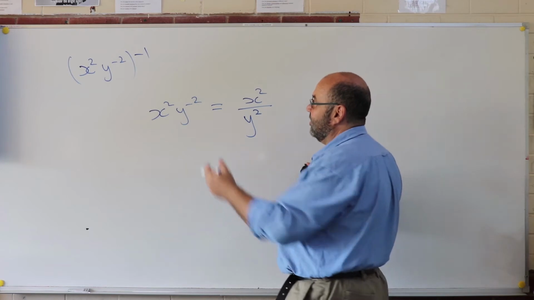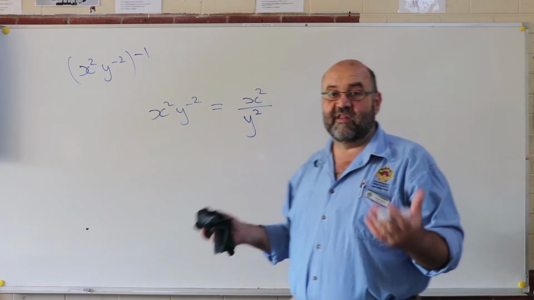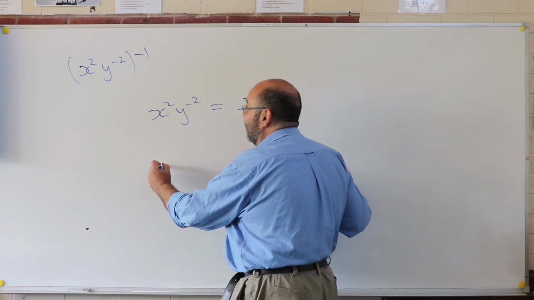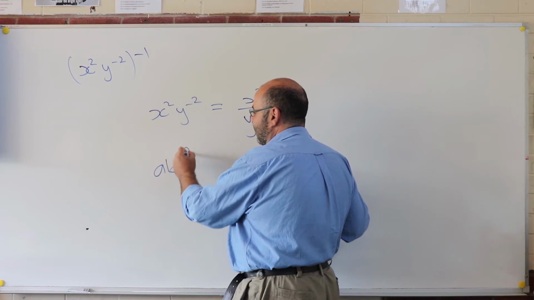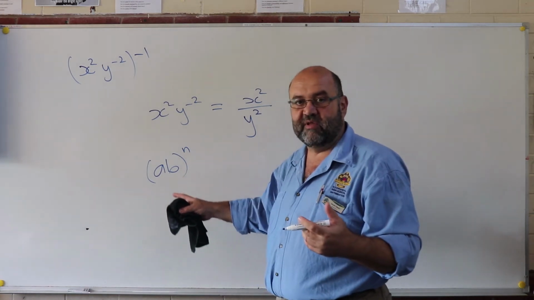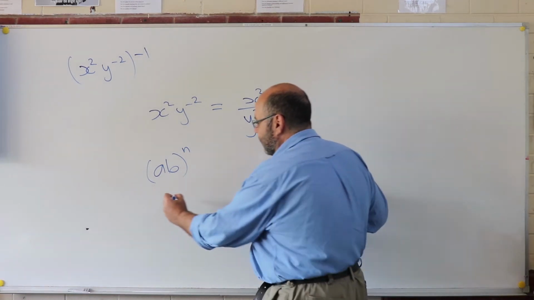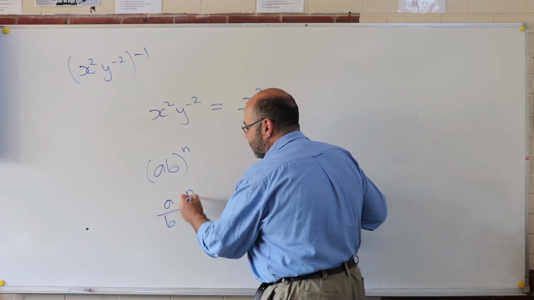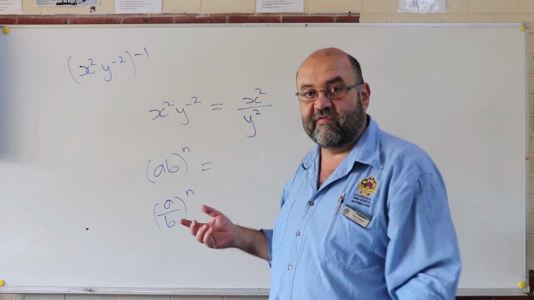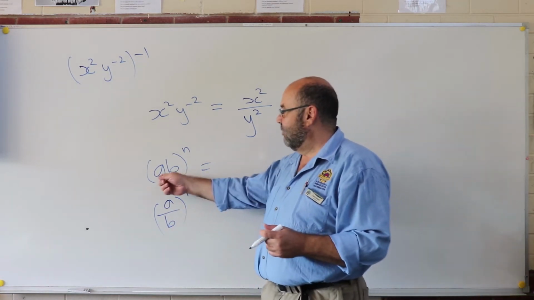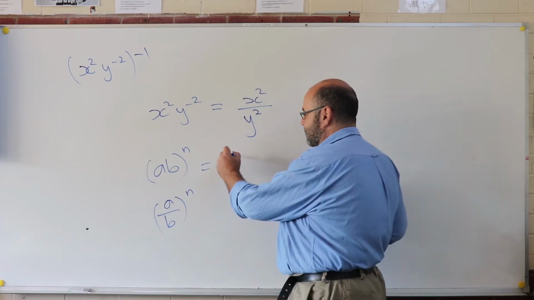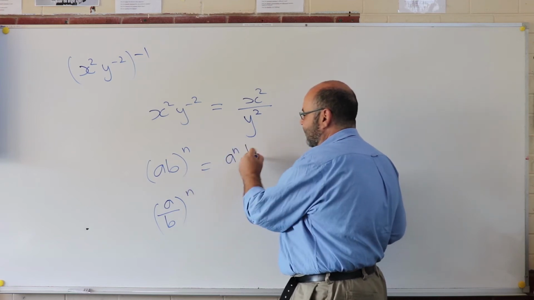Well, this whole thing is to the power of negative 1. So there's another index law at play now. Let's have a look at that index law. That index law says that (ab) to the n, or same index law, but instead of with multiplication, it's the same index law with division. (a divided by b) to the power of n. Well, the two terms multiplying or dividing inside the brackets are both going to be raised to that same power. So a will be raised to the power of n, and b will be raised to the power of n.